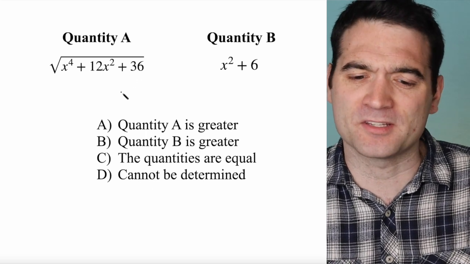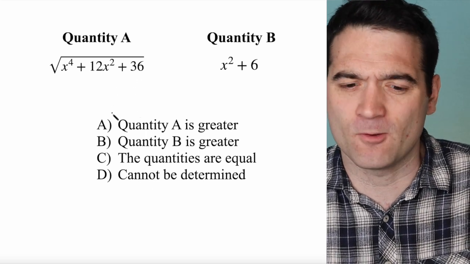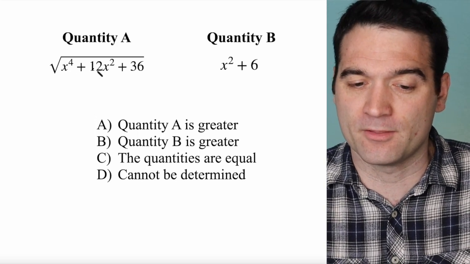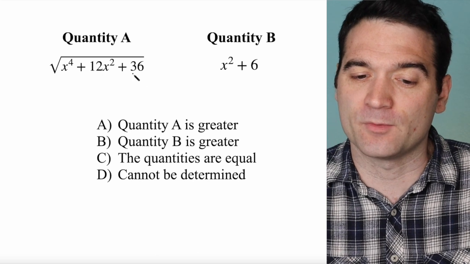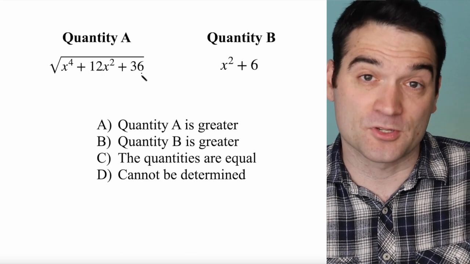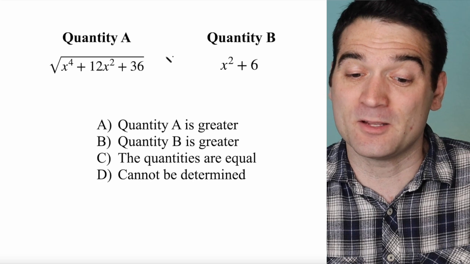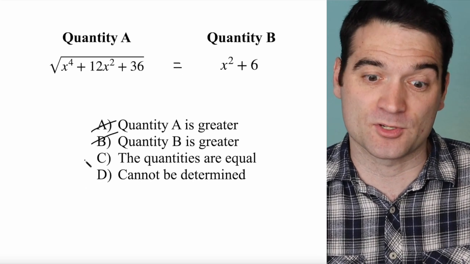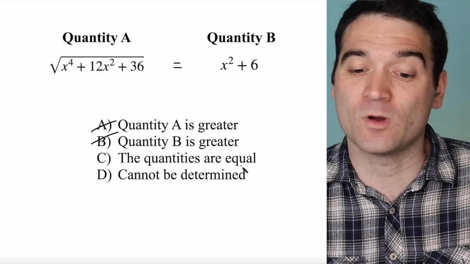So one way to go about this is to start plugging in numbers, just seeing what happens, right? So we could plug in 0, for instance. If we plug in 0, then those two go away, right? And then we're left with the square root of 36, which is 6, and then we plug in 0 here and it's equal. Okay, so we have one case where they're equal, meaning that these two answer options are out, right? At the very least, there's one case where they're equal.